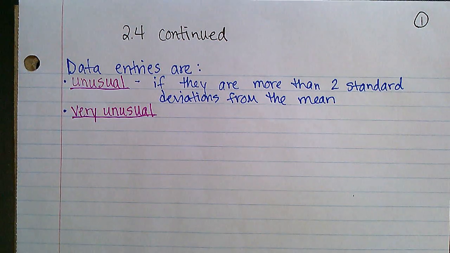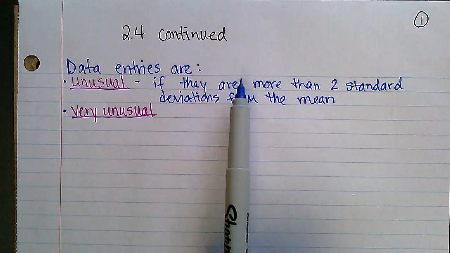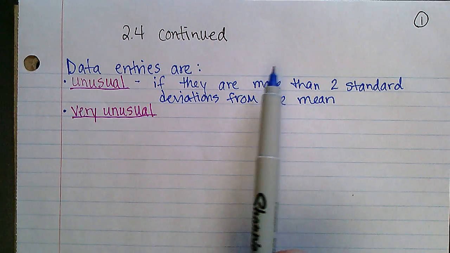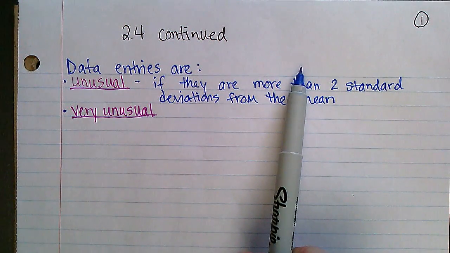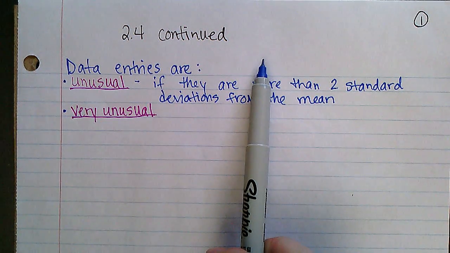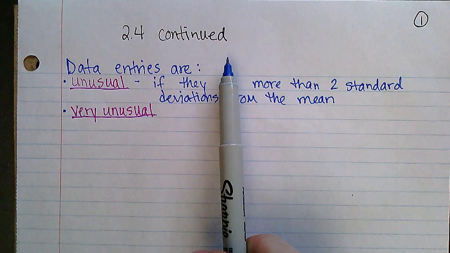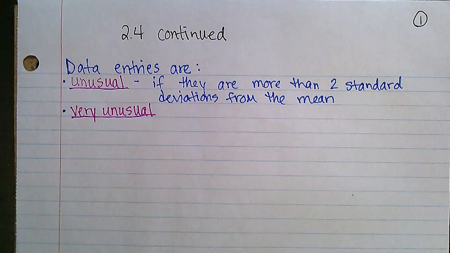So if our mean was, say, 10 and our standard deviation was 2, then if I go 2 standard deviations above, it would be 10, 12, 14. Any data values that would be more than 14 would be considered unusual. Same way if I go the other way, if the mean is 10, go -2, -4, so any that would be below 6 would be considered unusual.